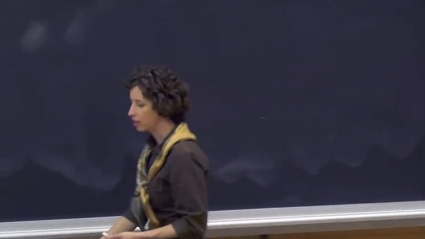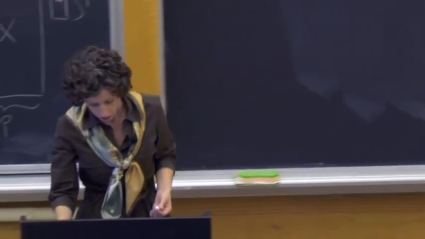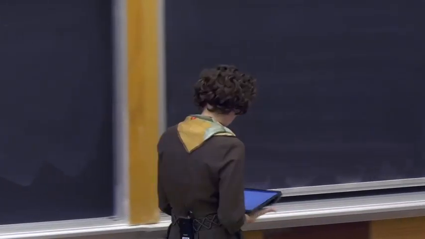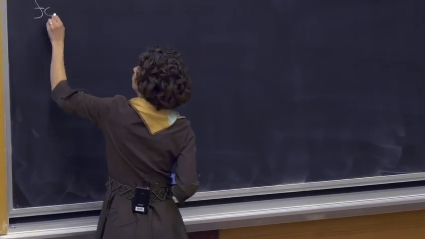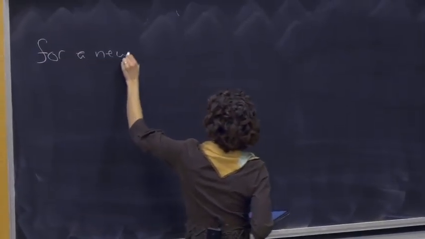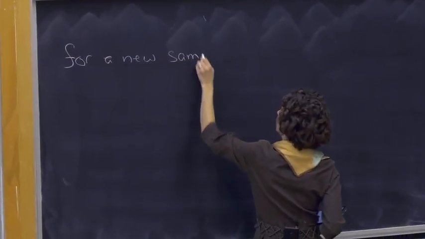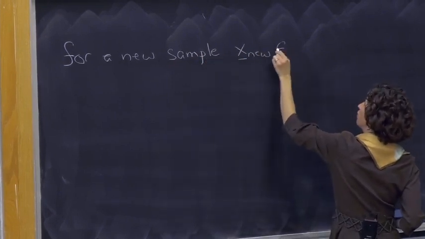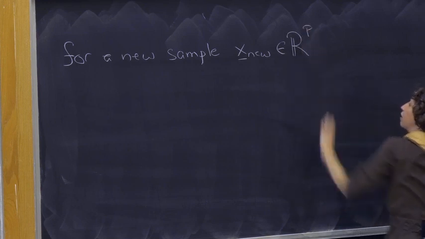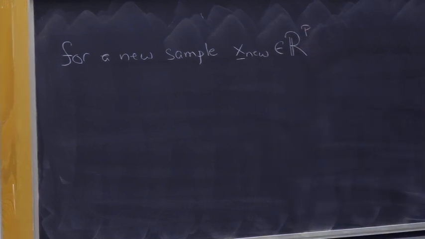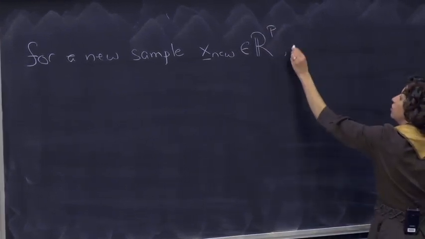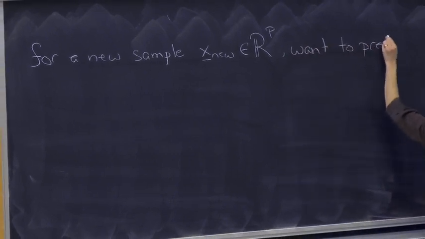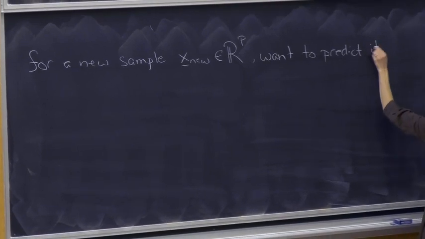And once we have that, then we can even start to think about taking a new sample, like a new photograph, and we'll call that x new. So this is a feature vector of length p for our new photograph. And what we want to do is predict its label.